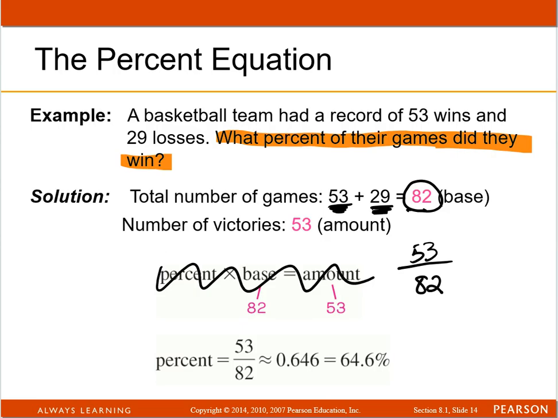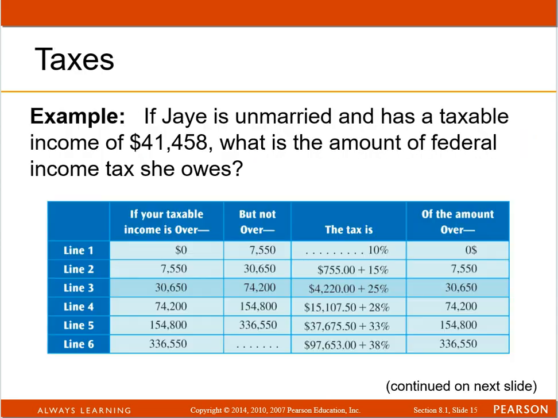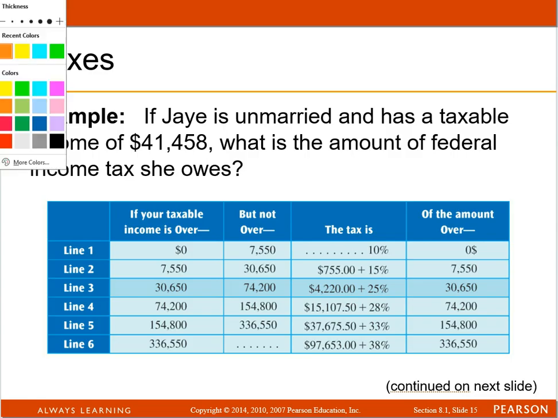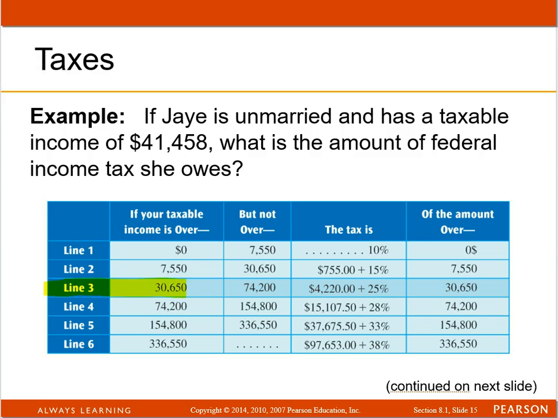And then what's the next part talk about? Oh yes, taxes is the other thing. I don't know if you've ever seen a tax table before, but here is the tax table. If Jay is unmarried and has a taxable income of $41,458 a year, what is the amount of federal income tax that she owes? So the first thing you have to figure out is, what line am I on? And they've highlighted her line down here in this blue color, which I'm going to overlay with yellow, which will probably make it look green.